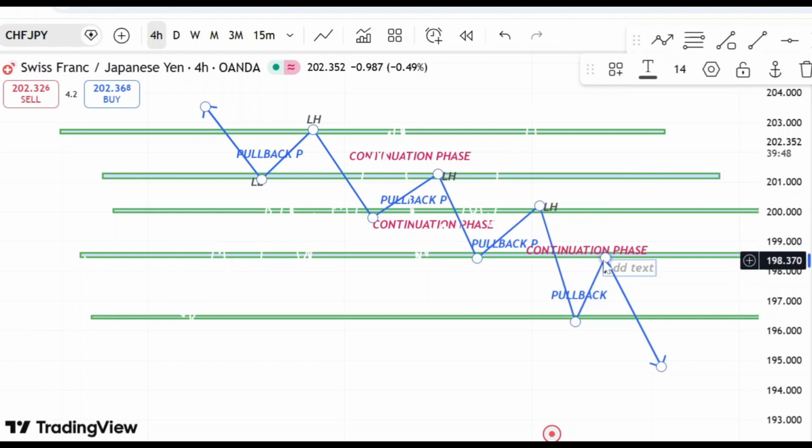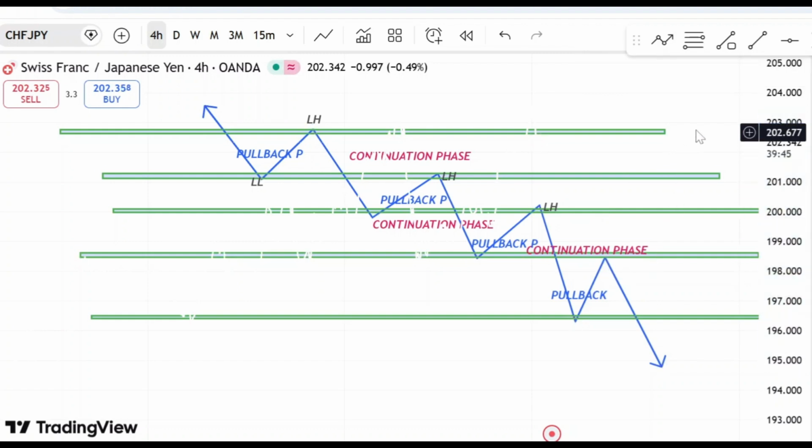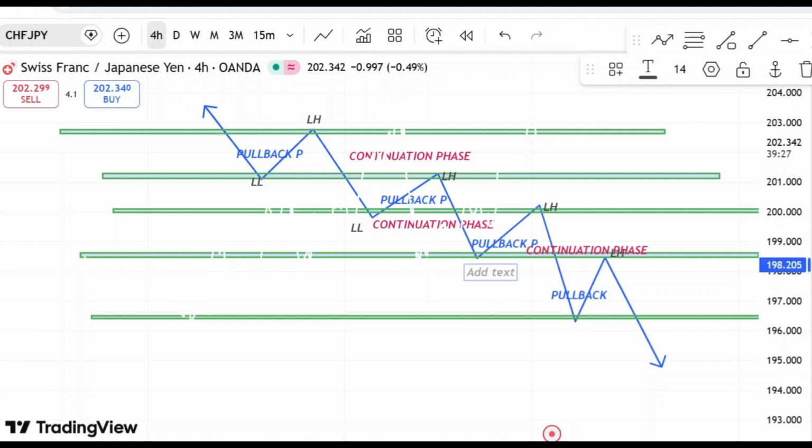Guys, try to master those basics. These basics are very important in price action. This is a lower high. This is a lower low. This is another lower low. This is another lower low.